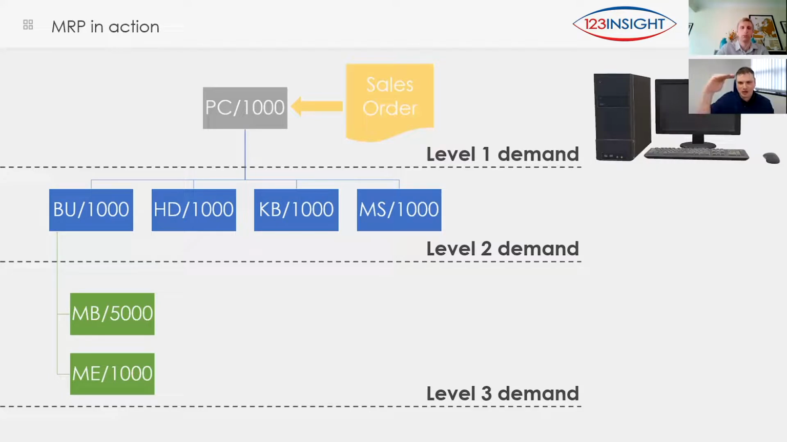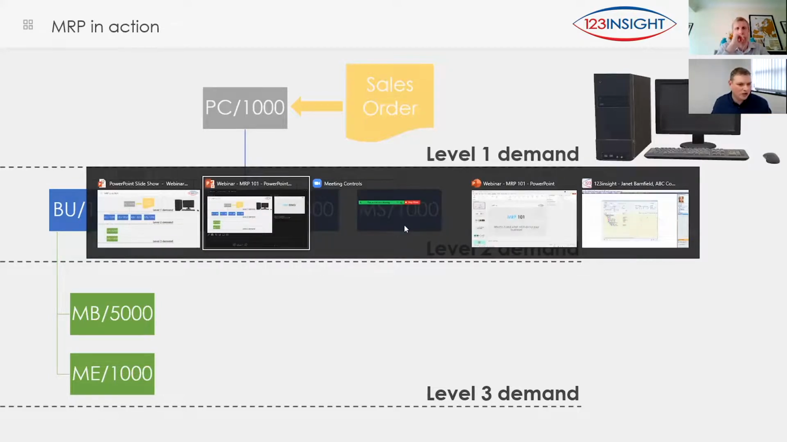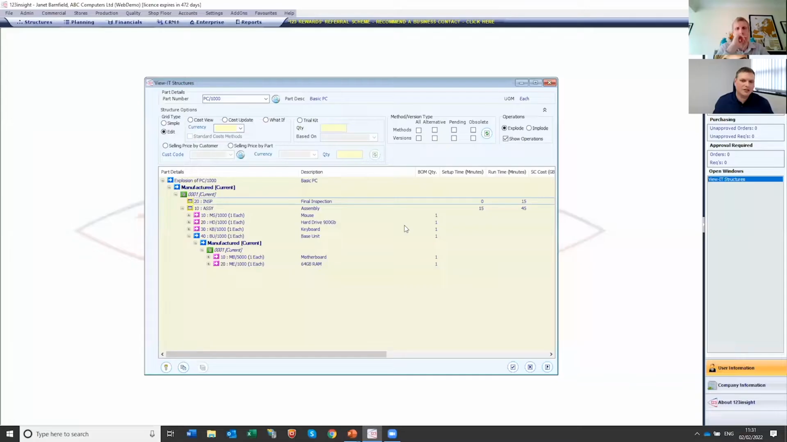So it's going to start at that top level and work its way down, looking at demand and supply as we go. Now, along the way, it's obviously applying those rules that we talked about, so the part rules, and it's looking at our capacity as well, and what we need to buy and what we need to make. So having explained that concept, we're going to dive very quickly here into our software. So we're going to dive into 123 Insights.